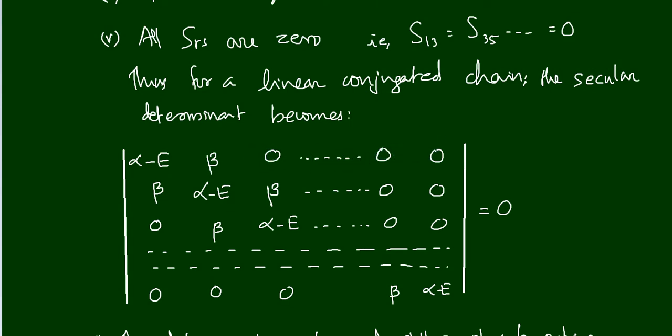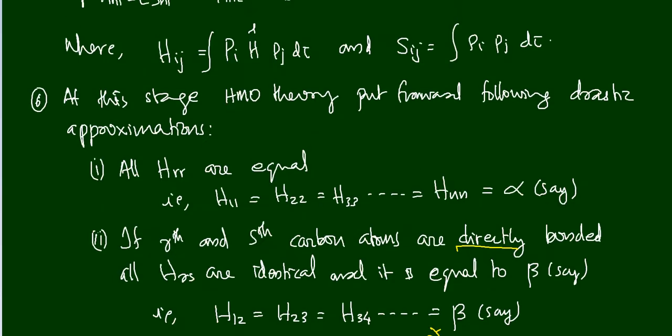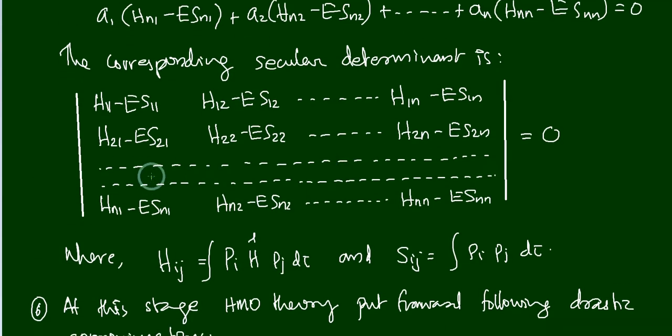Okay, if you are considering the second row, the second element is H21 minus E S21. H21: 2 and 1 are directly bonded carbon atoms. Therefore, H21 will be beta minus E S21. S21 is equal to 0, so this is beta. And what about this one? H22. H22 is equal to alpha because it is like H_RR. This is alpha minus E S_RR. S_RR is equal to 1. So this is alpha minus E.